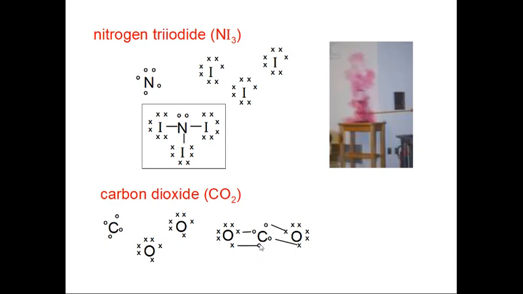Now let's check out the carbon. 1, 2, 3, 4, 5, 6, 7, 8. Carbon's happy. Now that's an ugly drawing, so to clean it up a little bit, just draw straight lines. Notice the difference here. 1 line for a single bond, 2 lines for a double bond. And it needs that double bond because you have to share more electrons to make everybody happy.